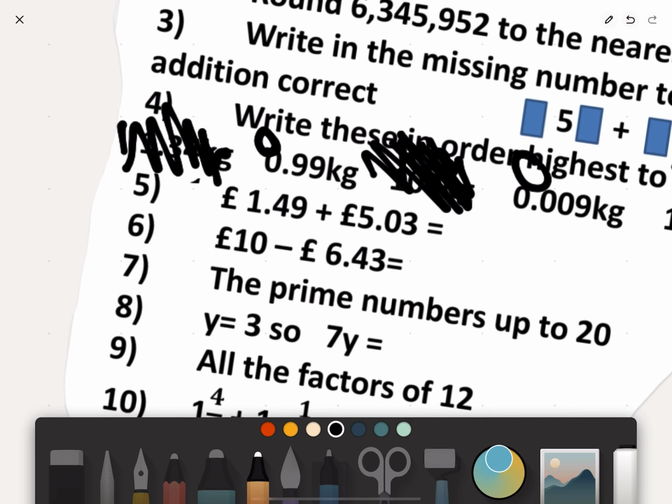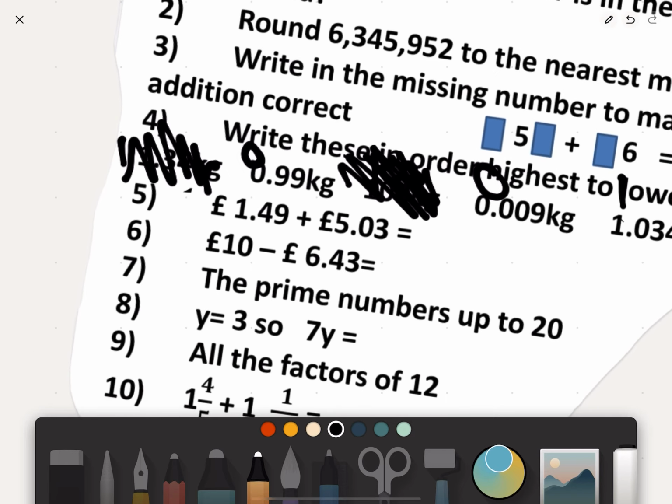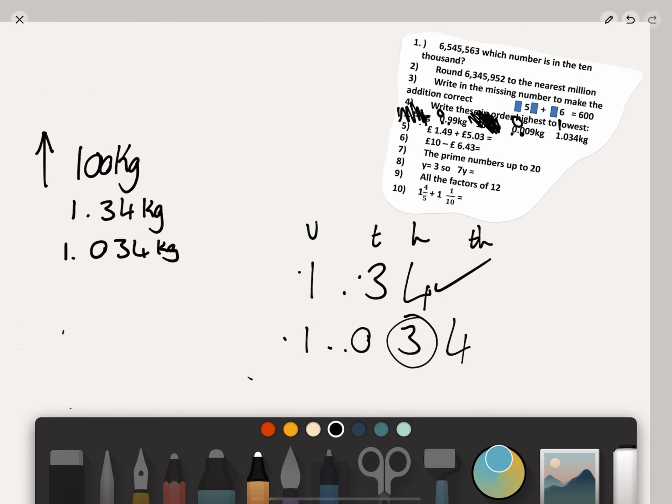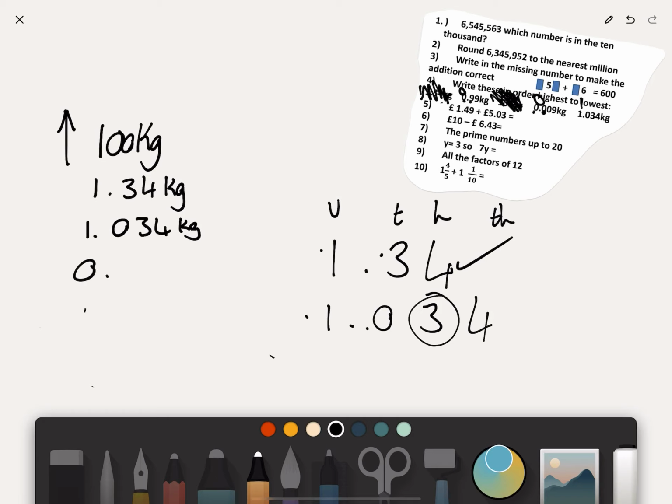Same logic is going to apply here. 0.99 or 0.009. 0 and 0 in the units, 9 in the tenths, 0 in the tenths, which means it's then 0.99 kilograms, and then that's 0.009 kilograms. Okay, you might have been able to answer that one much quicker than me. Good. But if not, that's the reason behind it. But it should be at a point you can just look at that and work it out.